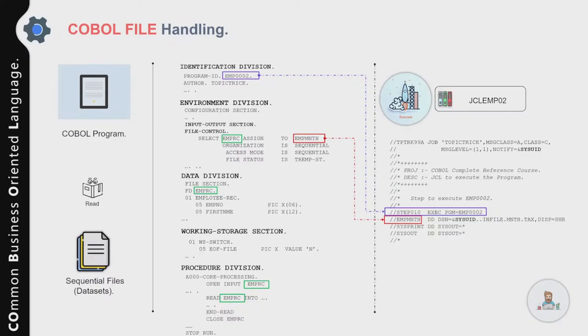The term JCL stands for Job Control Language, and it is a command language of the z/OS operating system. It is generally used to specify the program and the corresponding files or the output data set where your output will be stored.